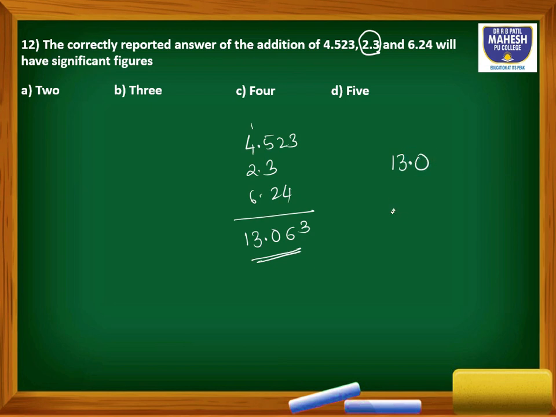You can write that, or 13.1 if you want, you can write that also, but it is better to write this. And now tell me how many significant figures are present either here or here. So in both cases, the number of significant figures is equal to 3. So the answer is going to be option B.